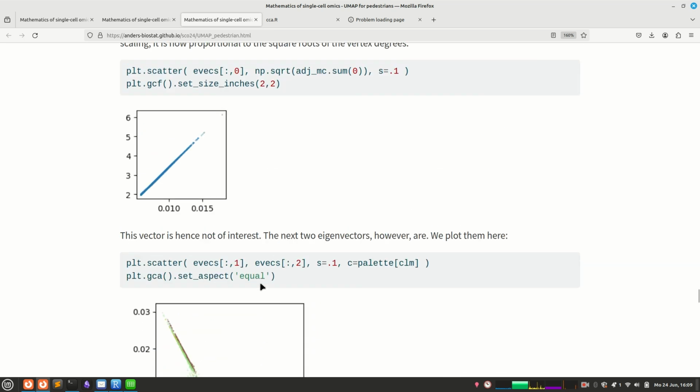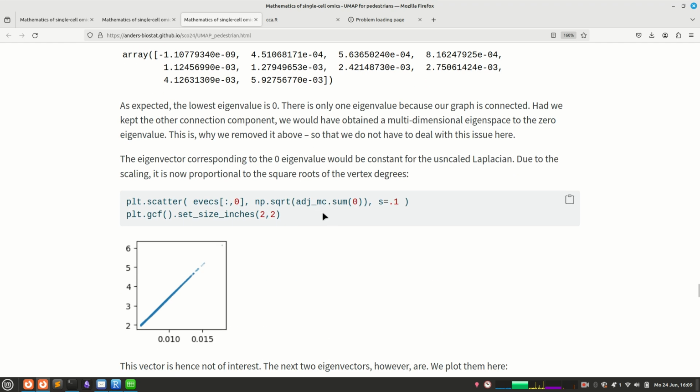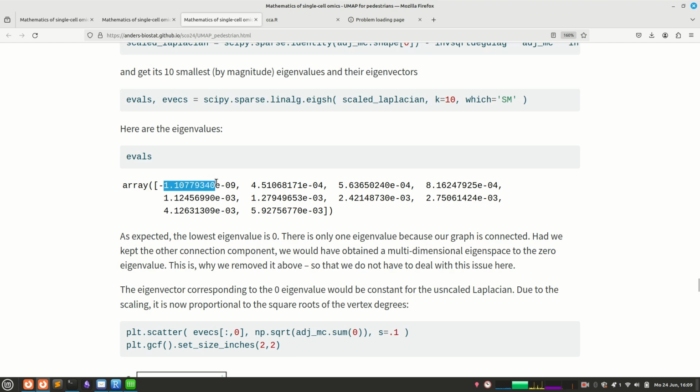And when I do this and take the first two, then I get these eigenvalues. And as you can see, the lowest eigenvalue is 0. We had this last time too: the lowest eigenvalue of the graph Laplacian is always 0, and the corresponding eigenvector shows you the stationary distribution at the end of the diffusion process.